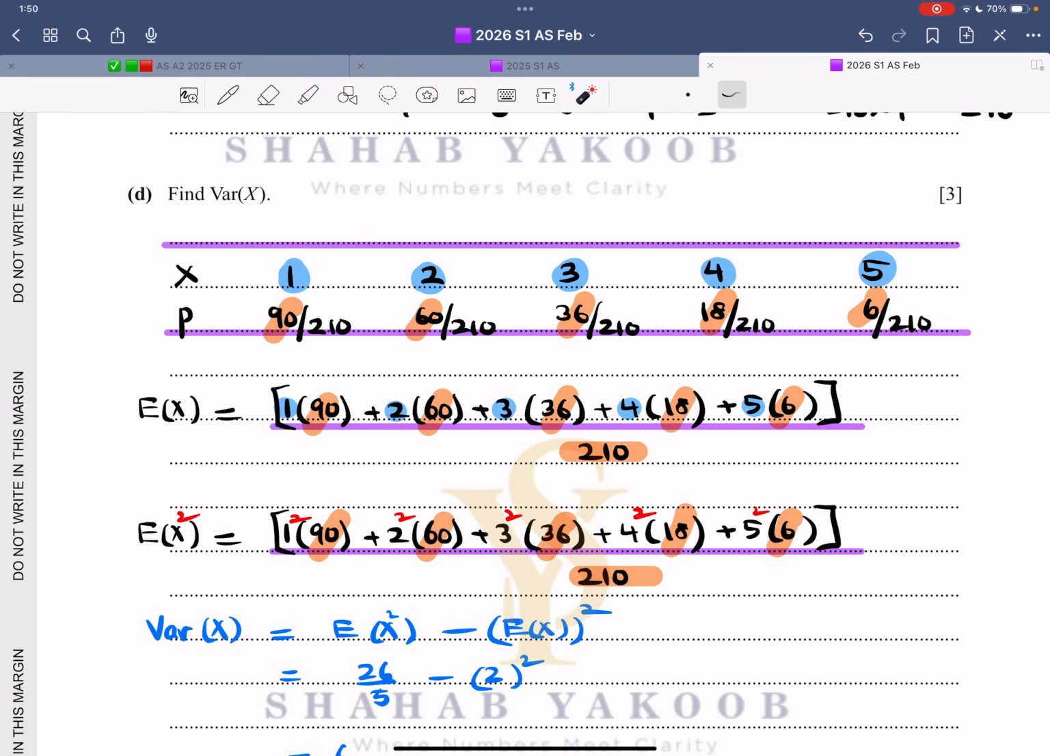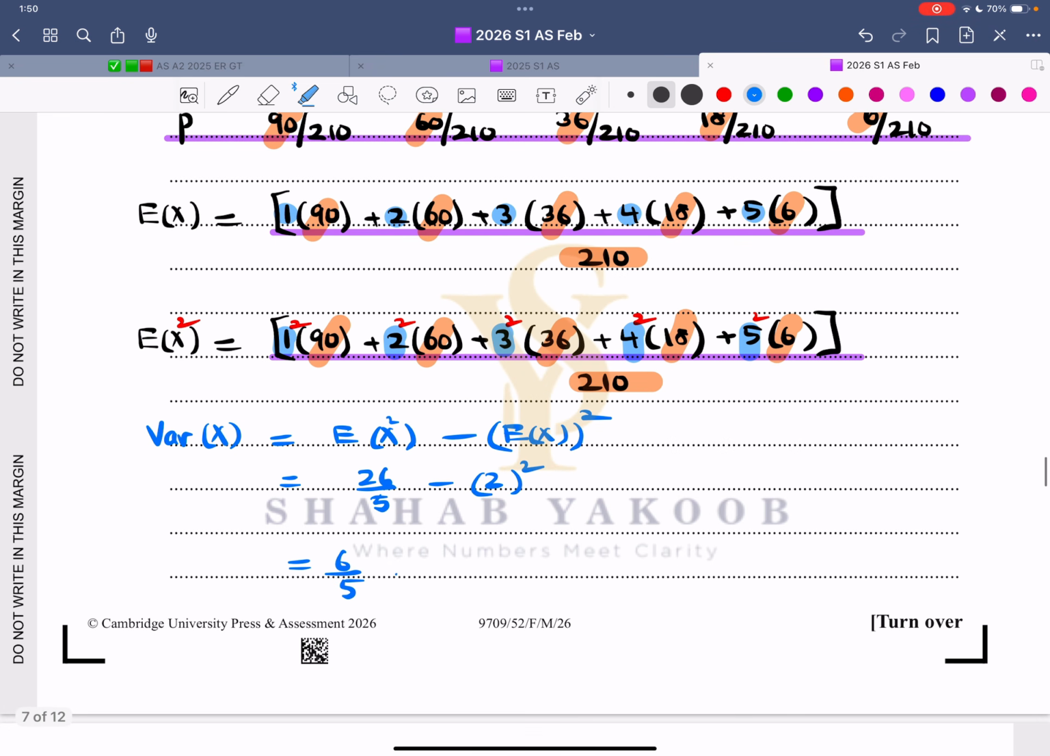Now this is expectation of X, that is sigma x into p. This is expectation of X squared. So 1 will be squared, 2 will be squared, 3 will be squared, 4 will be squared, 5 will be squared. So that is how this thing is done. So just look at the working. And then again, I'm getting an exact answer for this. That is 26 over 5. I'm getting an exact answer for this one is 2.